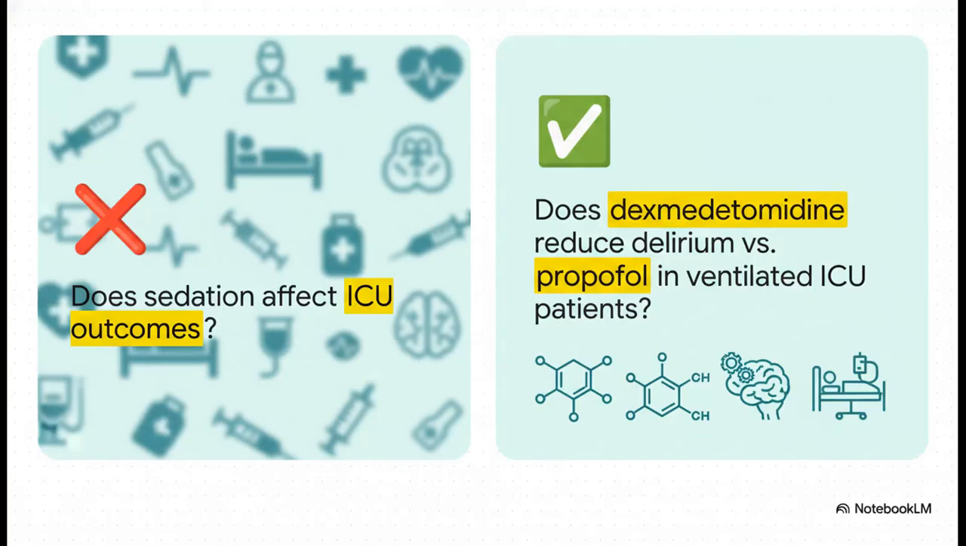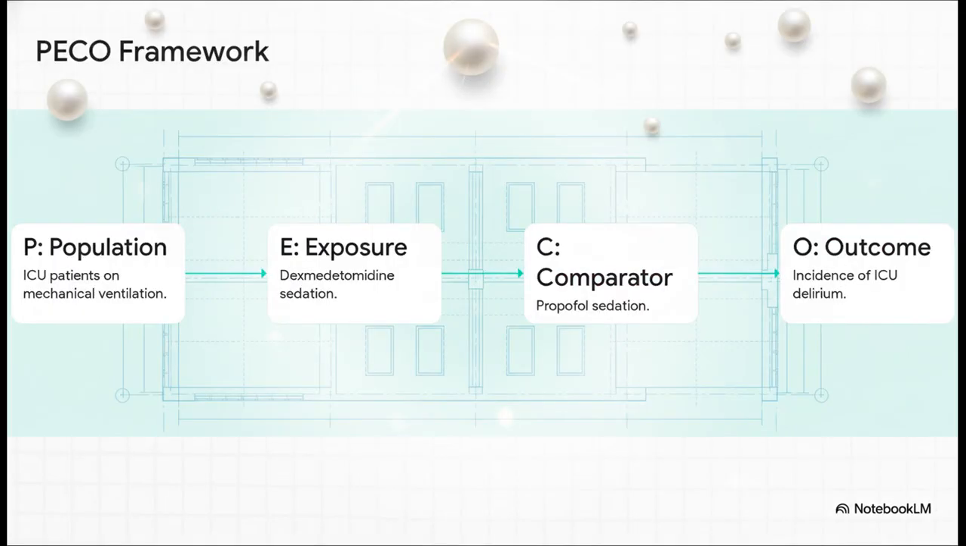Look at the left. Does sedation affect ICU outcomes? I mean, where do you even begin with that? It's so vague. But look at the one on the right. It's sharp, it's focused. You know exactly who you're studying, what you're comparing, and what you're measuring. That gives you a clear roadmap for the whole project. So how do you get there?